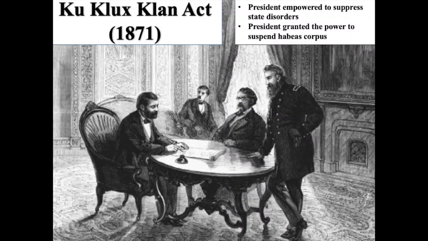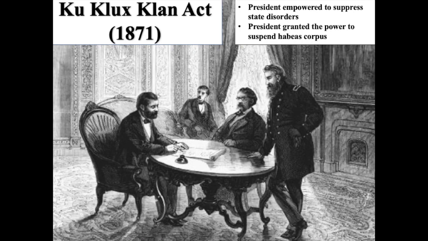An important piece of legislation is signed into law by President Ulysses S. Grant in 1871, often called the Ku Klux Klan Act. Realizing that there was a growing amount of violence in the Reconstructed South, particularly directed against African Americans, President Grant endeavors to use the power of the federal government to curb violence against blacks.